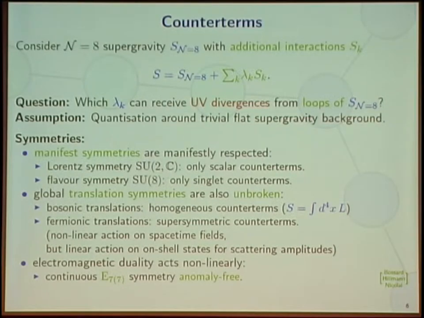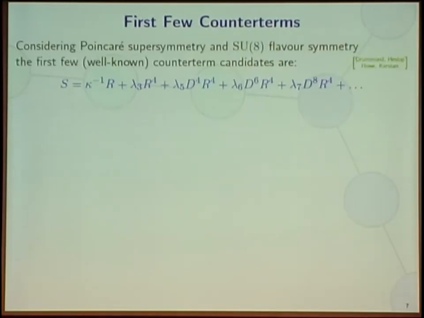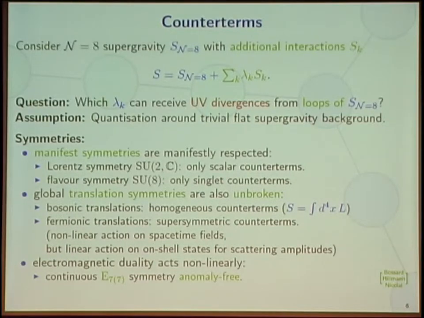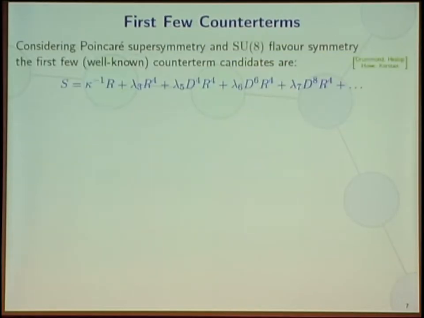In fact, it doesn't really have a linear action on the space-time fields, but later on we will be talking about scattering amplitudes, and there the action of translations will also be linear, so that's why it really has to be respected. And the last symmetry is the electromagnetic duality, and that really acts non-trivially or non-linearly. And so that's the question whether it really applies at the loop level. But this continuous E7 symmetry turns out to be anomaly-free, as was shown in that work, and that's really important for our analysis. But that just means we can rely on E7 invariance for the construction of counterterms.